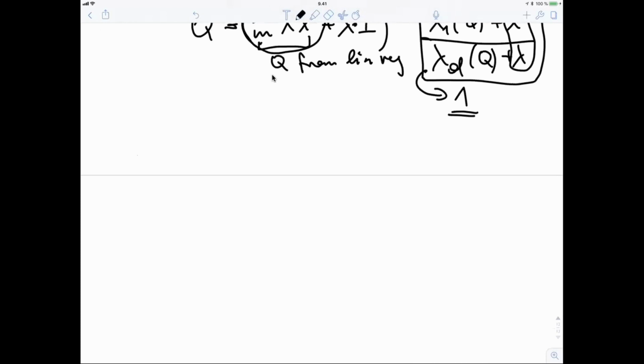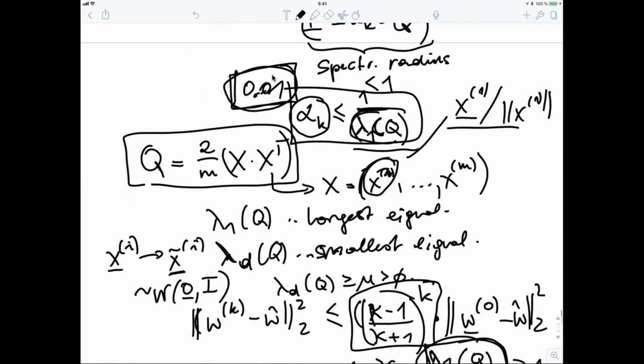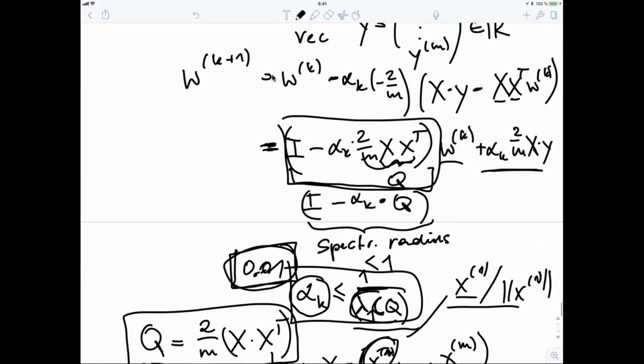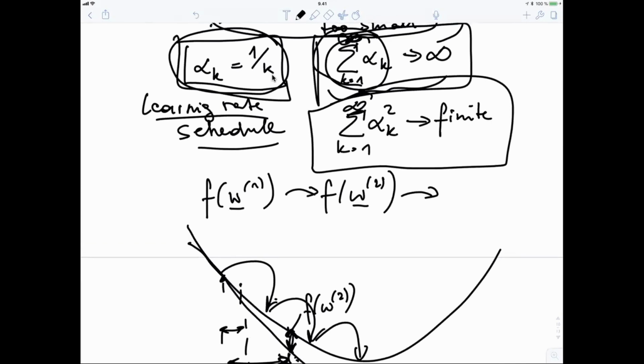So we talked now about choosing the step size. One way to choose the step size is just to decrease it by 1 over k, for example, using such a learning rate schedule, and it will converge. But it might be converging very slowly. So this is the drawback. This choice is nice because it's universal.